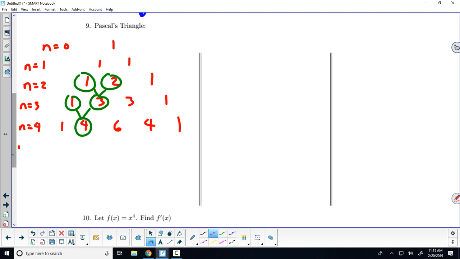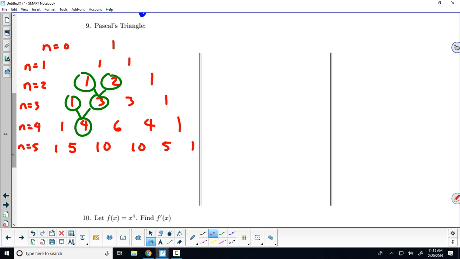So help me out. What would be the fifth row here? 1, 5, 10, 10, 5, 1. Why is this one 5? Add 1 plus 4. Okay, anyone not seeing it? This would be 10. This would be 10. This would be 5. This would be 1.